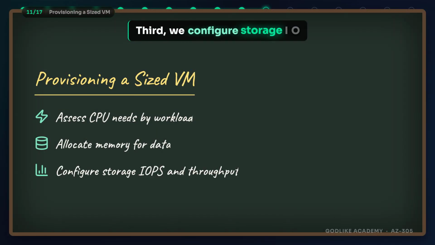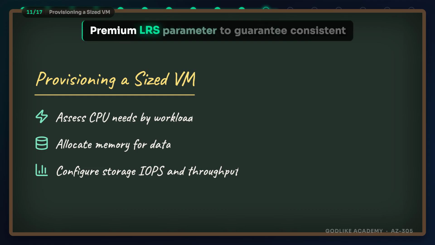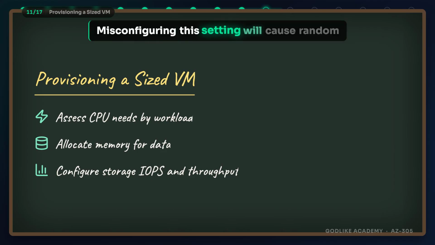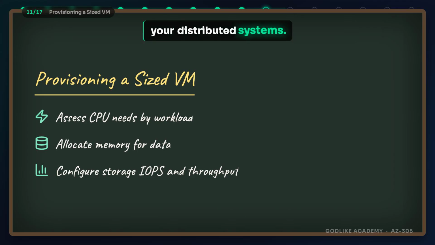Third, we configure storage IOPS and throughput. Databases require high IOPS for random reads and writes. Large file processing benefits more from high throughput in megabytes per second. You should explicitly set the SKU Premium LRS parameter to guarantee consistent latency under heavy load. Misconfiguring this setting will cause random read delays that cascade into application timeouts and break transactional integrity across your distributed systems.